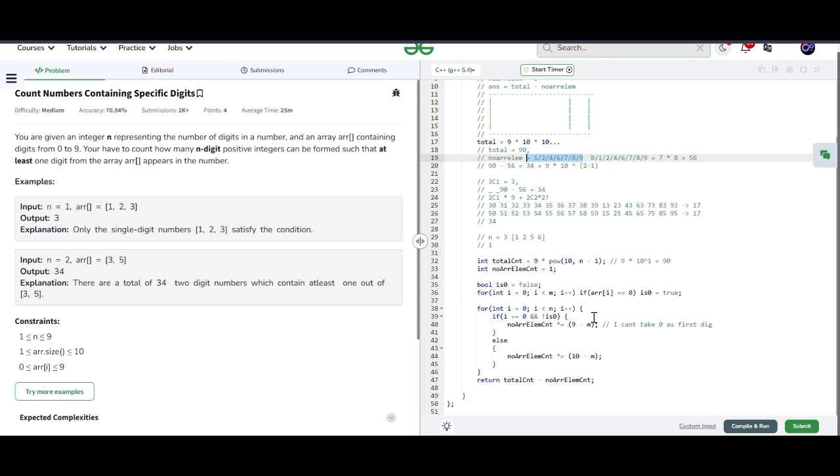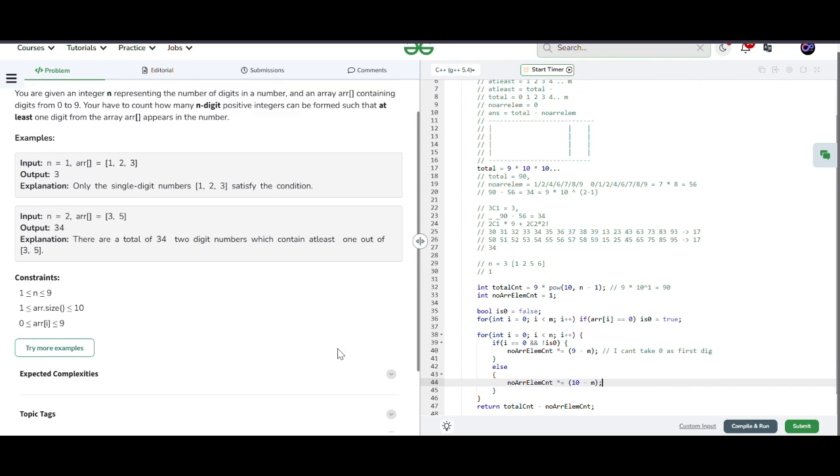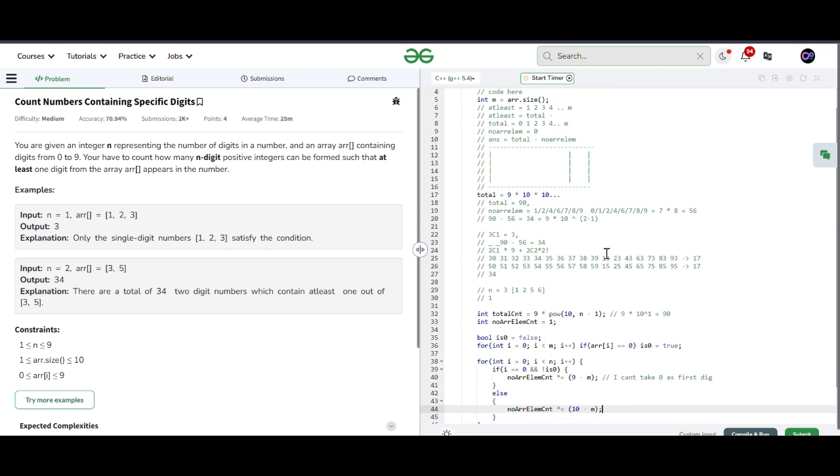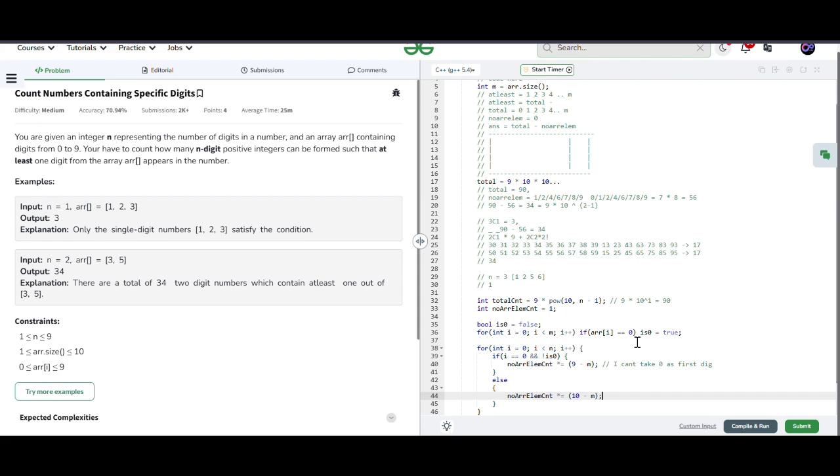So I can take it globally. If for the first digit 0 is not present, then I would have 9 possibilities, and 0 is also not present in the array, so that would be 9 minus m, where m is the size of the array. So I exclude all the possibilities which are present in the array. And for other digits, it would be 10 minus m possibilities for the next digits. So this is the simple approach and simple calculation to reach the answer. Hope it's understood. The complete intuition and approach is a completely mathematics question where you have to apply combinations knowledge.